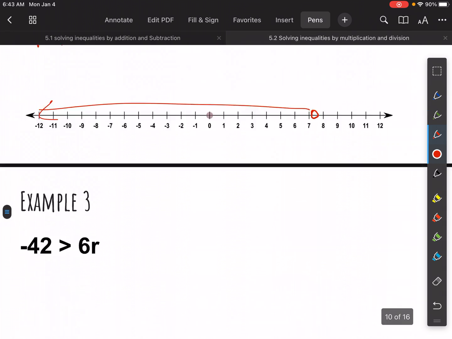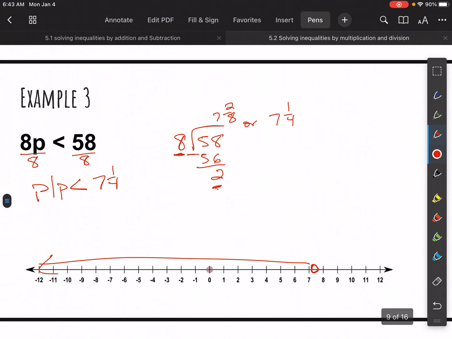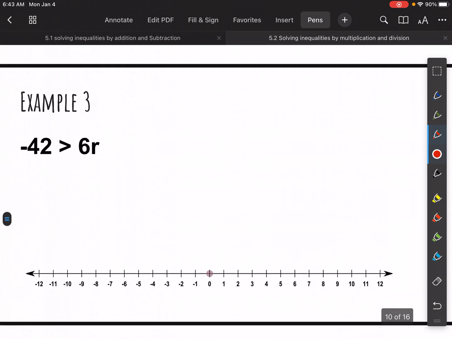Okay, and in your textbook, by the way, this was less than or equal to. So if you're following along in your textbook, that would be a closed circle, but I didn't put that here, so I'm going to leave it as is.